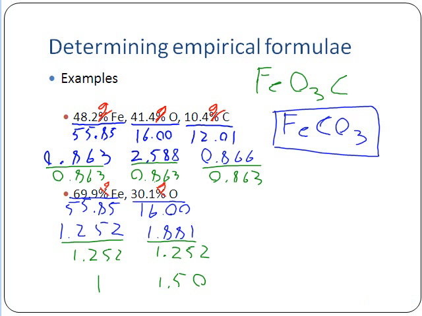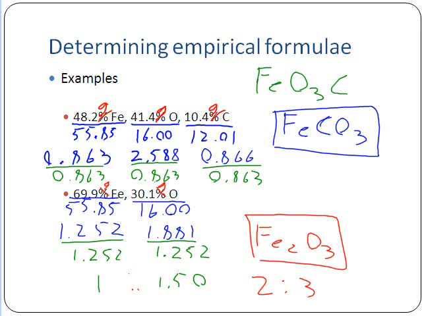And so if we multiply both of them by 2, then instead of a 1 to 1.5 ratio, this becomes a 2 to 3 ratio. And so that's basically what we're going to get here. And so if it's a 2 to 3 ratio, then we have Fe2O3 as our empirical formula. Fe, iron, is going to be our cation, and so that means that this is our final answer, Fe2O3 for the empirical formula here.